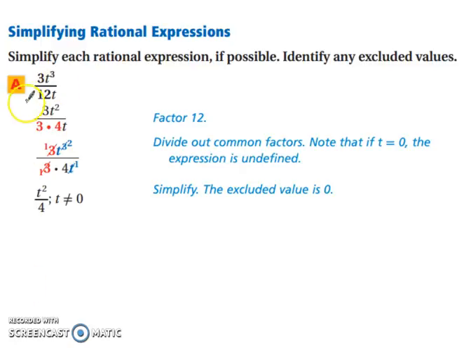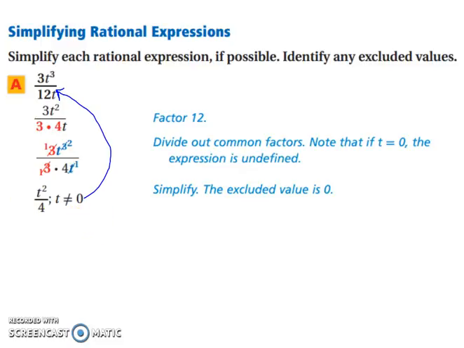So we have 3t to the third divided by 12t. So if we simplify our 3 over 12, that's going to simplify to 1/4. And then we have t to the third over t. So the bottom t is going to be gone, and the top t comes down to 2. So you end up with 1t squared over 4, or t squared over 4. And then t cannot equal 0, because if we go back to our original, if t equals 0, it's going to be undefined. So that's our excluded value.